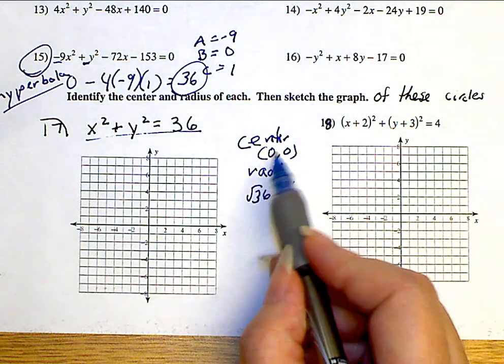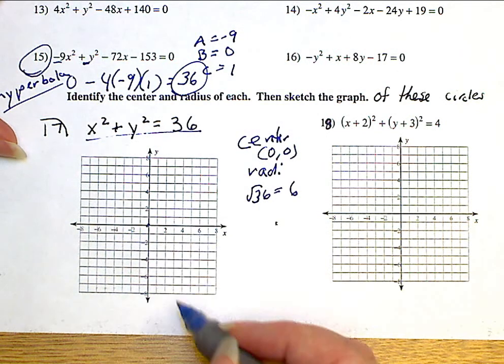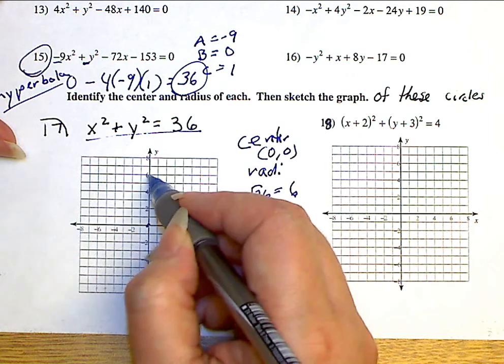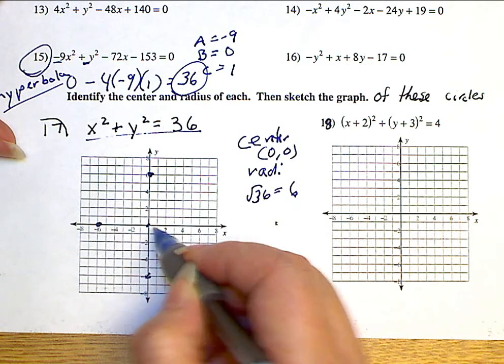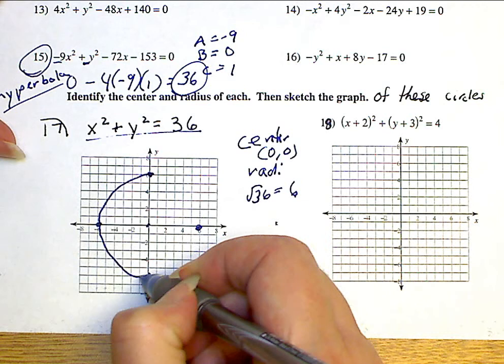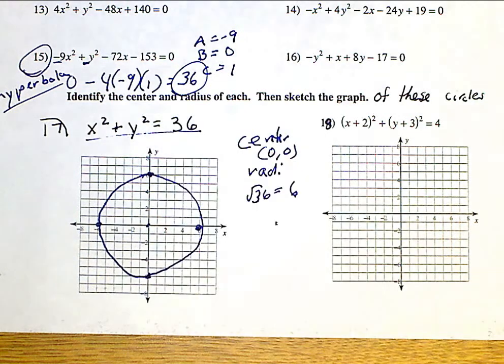So you go to your center of 0, 0, and I'm going to put a dot there so you know that that's where my center is. Go out 6 in each direction. So I'm going out 6 here, 6 here, 6 down, 6 over. And then I'm going to connect my dots. Now, the reason it says sketch is because it's not going to be perfect, but it is going to give us a great idea of what this looks like.